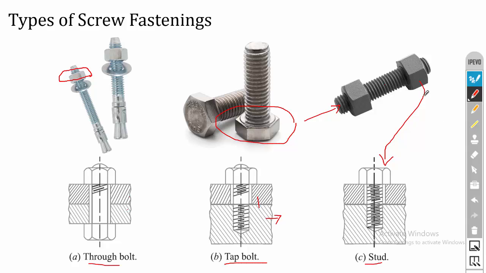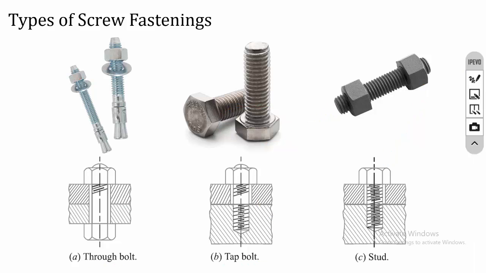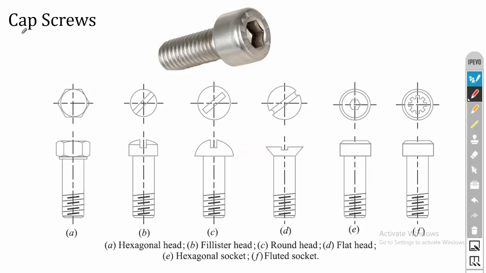Okay, so the initial load for tightening is called the tightening initial torque, and in some cases a single nut is used. Then cap screw. In cap screw, there is no nut used, and different kinds of caps are used for initial tightening. Okay, so the first one is hexagonal head. We can use spanners for tightening and loosening of the hexagonal head.